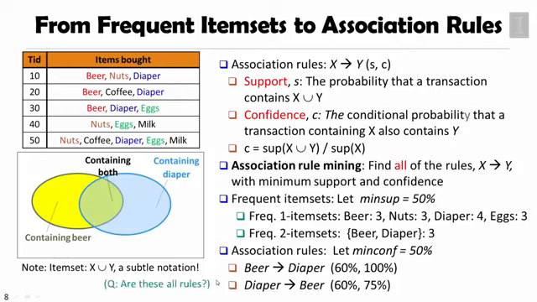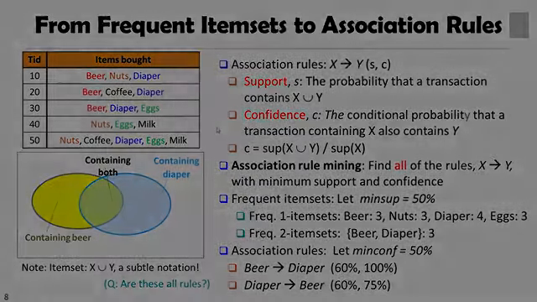Are there more rules in this one? Actually, if you check this, because this is the only frequent 2 item set, these two are the only association rules that can be generated from this transaction data.